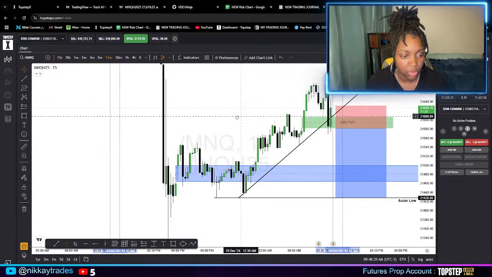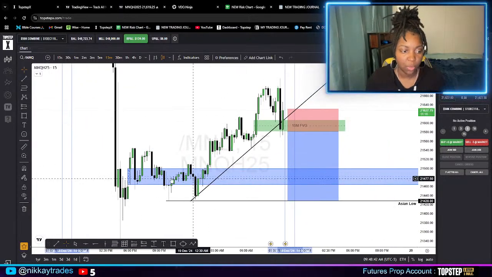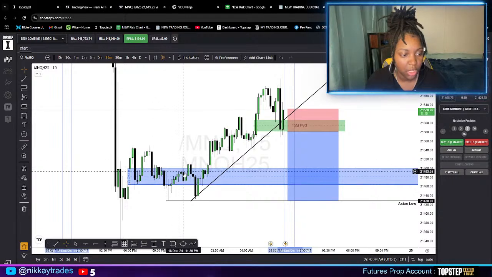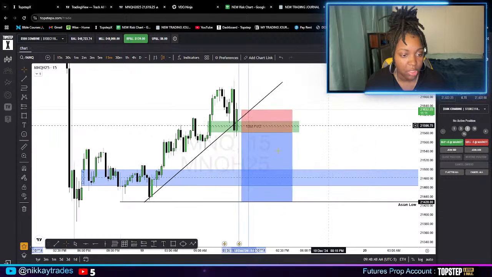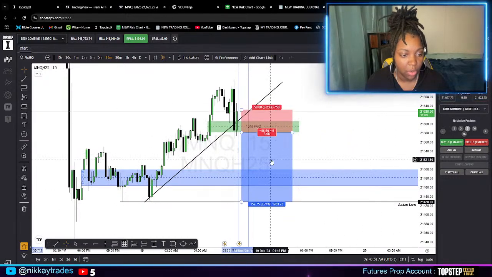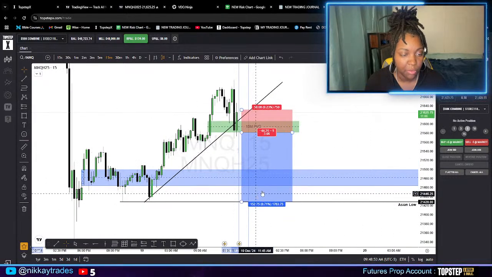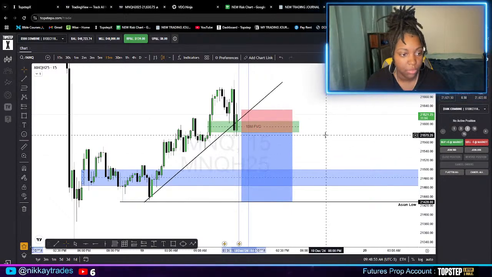What's the word I can use? In this instance, it would be a lot of support, because see how when it opened, it consolidated around this area. So I think if it gets back down here, it could possibly reverse and not even take out that Asian low. So I'll probably just aim and really not even get that much out of this trade.